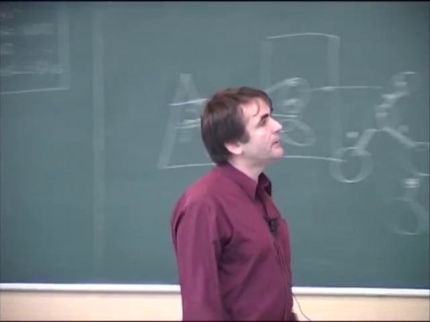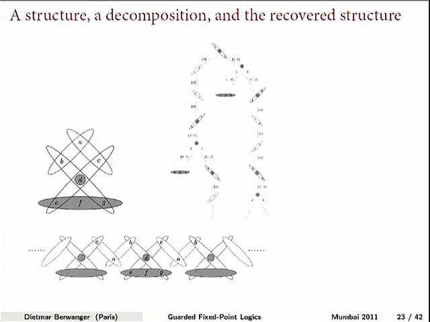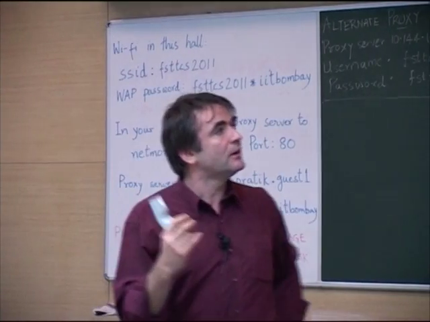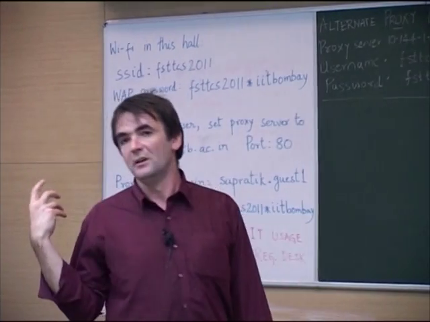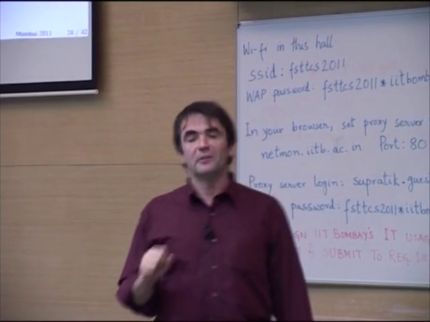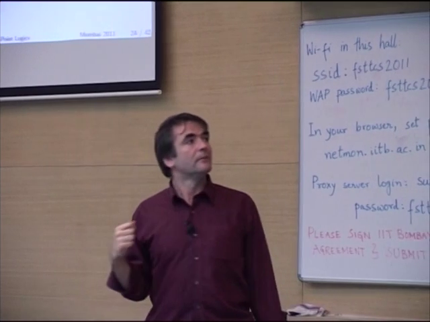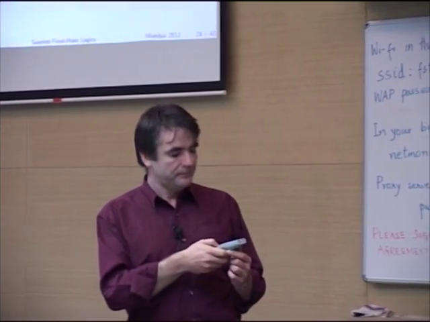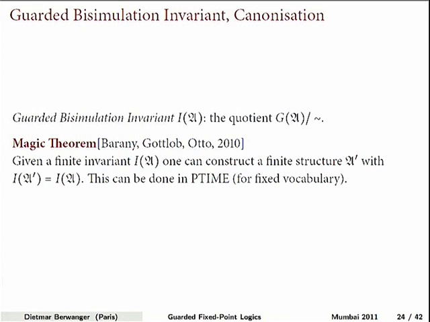Many people have been working on this for several years, me too, and I didn't manage to solve it. But Vince Barany, Georg Gottlob and Martin Otto came up with a magic theorem last year at LIX. To make it short, we take a small representation of the Ehrenfeucht-Fraïssé game, this guarded bisimulation game graph. So we factorize it under bisimulation. We don't care about bisimilar copies. We take this thing, and we call it the invariant of a structure.